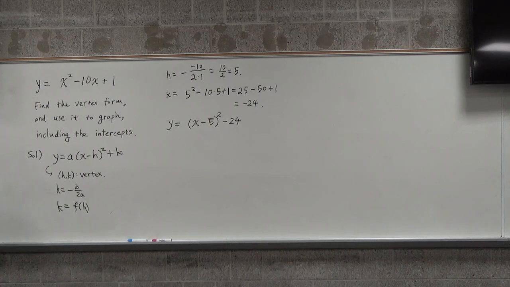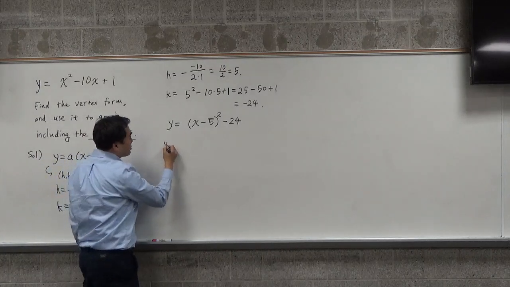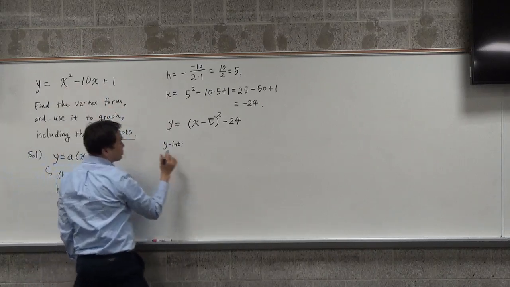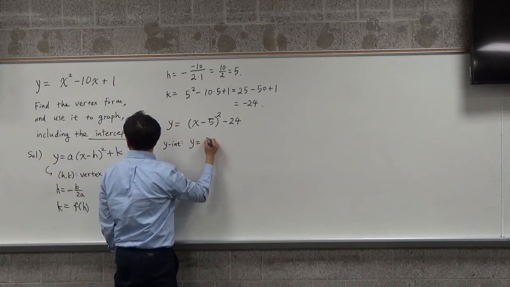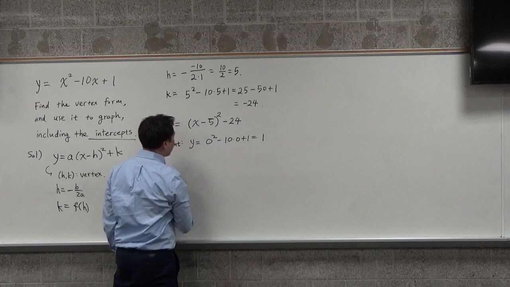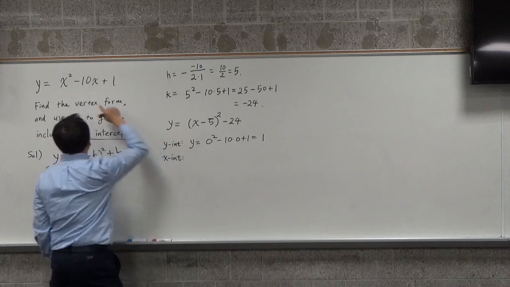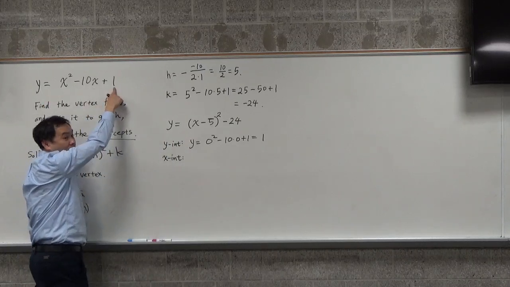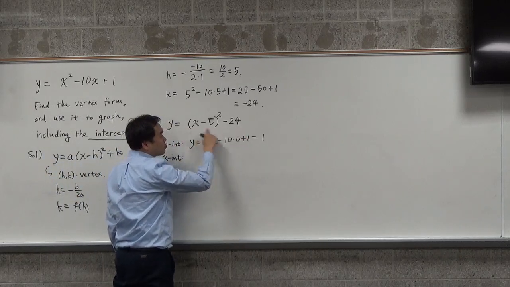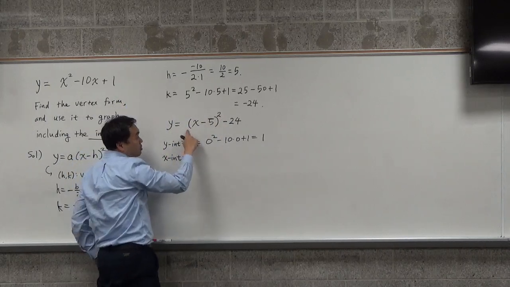All right. It also said to find the intercepts, so let's find the intercepts. First, the y-intercept is obtained by plugging in x equal to 0. So the y-intercept would be 0 squared minus 10 times 0 plus 1, which gives you 1 as your y-intercept. On the other hand, for the x-intercept you set y as 0 and you have to solve this quadratic equation. But if you already have the vertex form, it's easier to solve the equation in the vertex form than the original standard form, okay? So let's use this one.